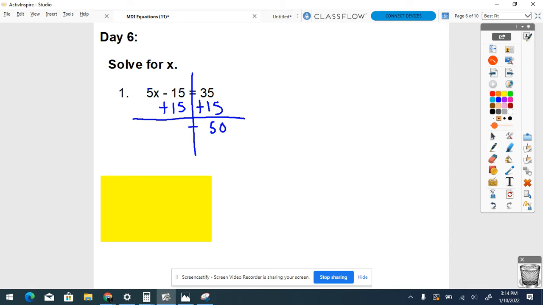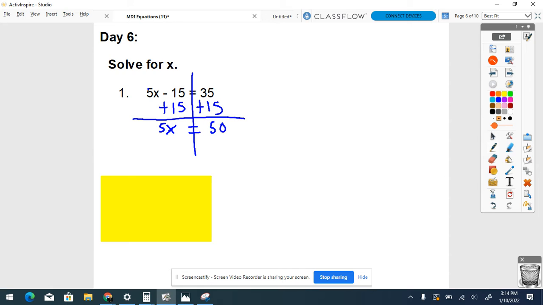My equal sign stays on the line. Negative 15 plus 15 gives me 0, so that cancels out and I actually don't write anything in there. The 5x comes straight down. Now I have 5x equals 50. Once again, the goal is to get the x by itself. So in this case, I have to get rid of 5.